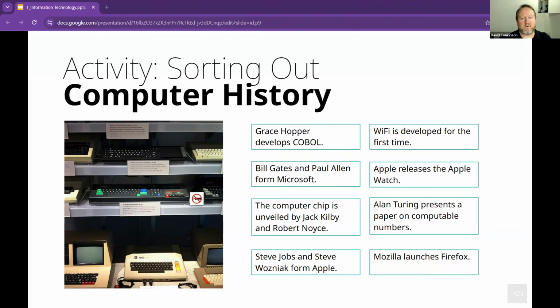I'll read out the items. We've got Grace Hopper develops COBOL. COBOL, beautiful product. Bill Gates and Paul Allen form Microsoft. The computer chip is unveiled. Steve Jobs and Steve Wozniak form Apple. God, that was a beautiful time, wasn't it? Wi-Fi was developed for the first time, so that's the Wi-Fi communication. Apple released the Apple Watch. And Alan Turing presents a paper on computable numbers. Oh, computable numbers. Mozilla launches Firefox.